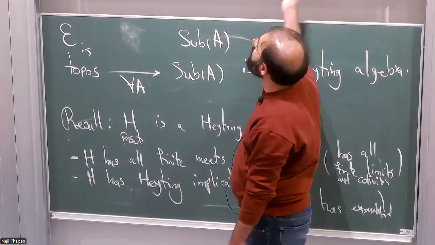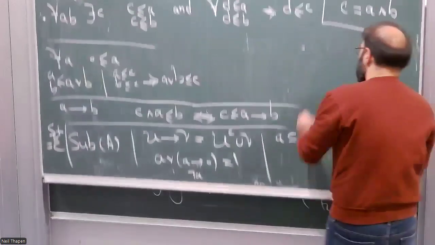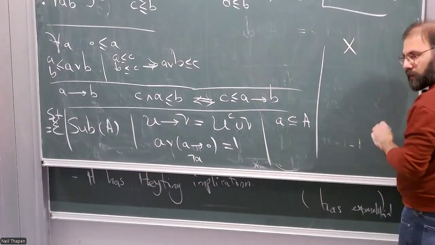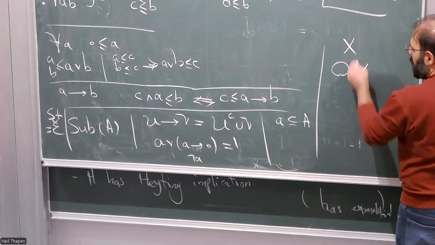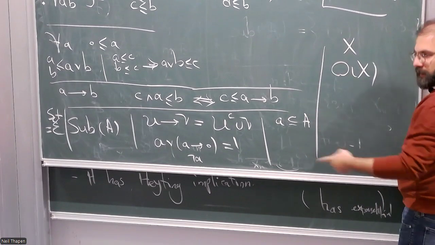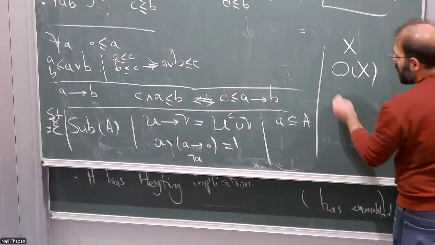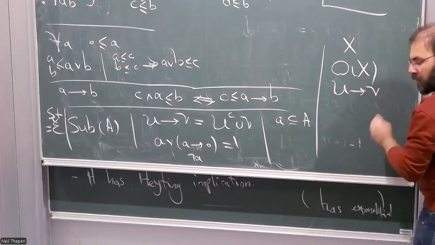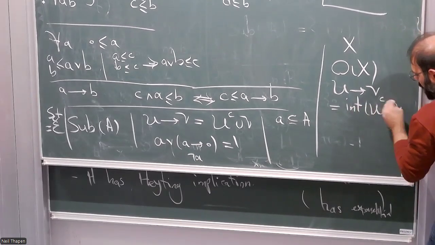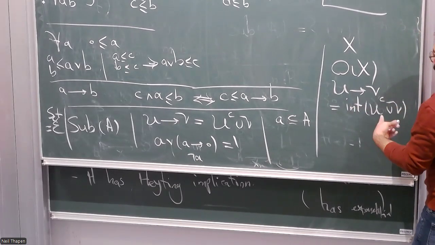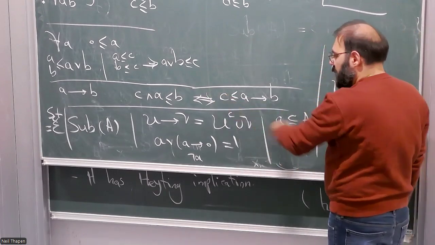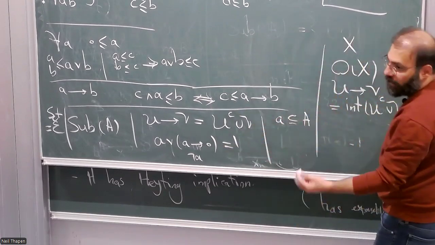Is it easy to construct a Heyting algebra which is not Boolean? Yes, very good question. Pick any topological space and define the Heyting algebra of opens. Of course, union and intersection are available. So the question is what is the implication? It is just the interior of U complement union V, because it should be open. Then you can check that it has this property, it is really a Heyting implication, but usually you don't have Boolean.